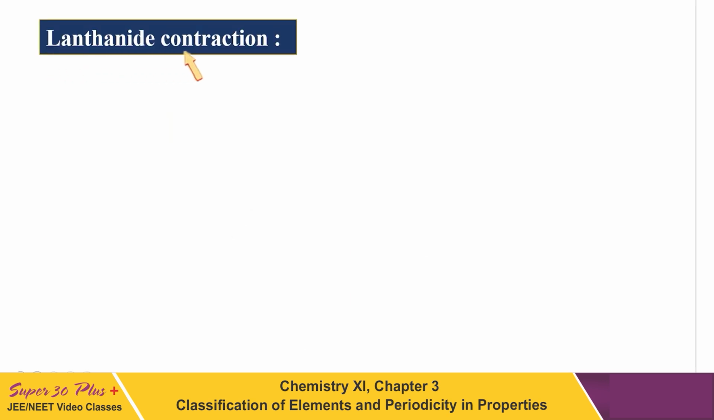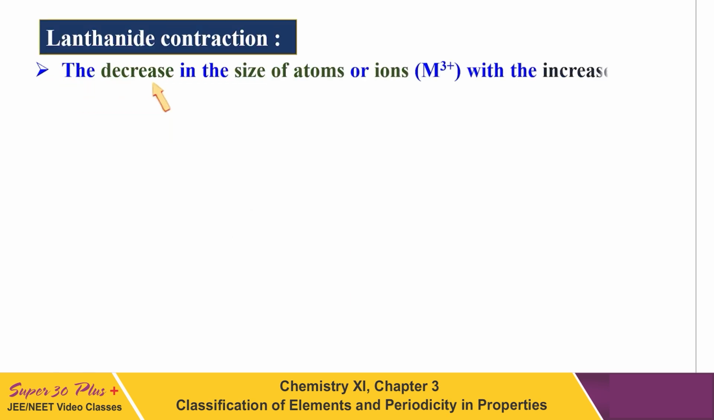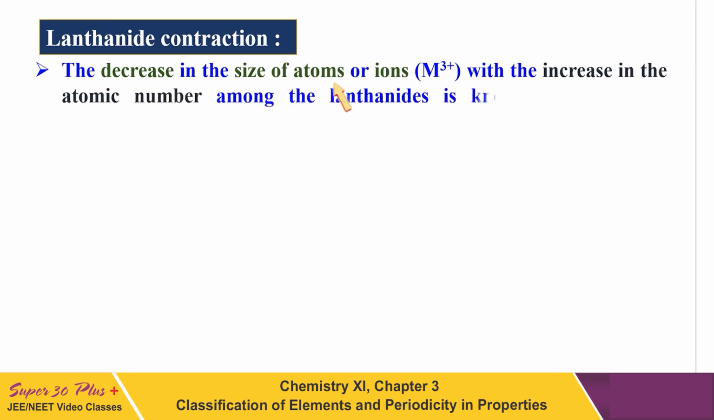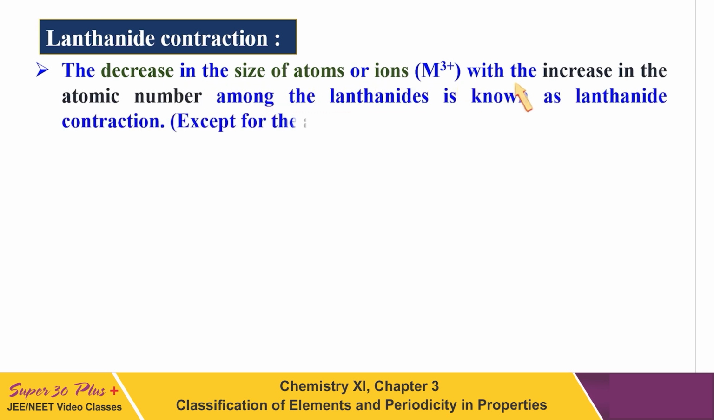What is lanthanide contraction? There is a decrease in size of the atoms or the ions M plus 3 with the increase in the atomic number among the lanthanoids. This is quite famous by the name of lanthanoid contraction. And there is one exception of Eu and Yb, where there is no decrease in the size.